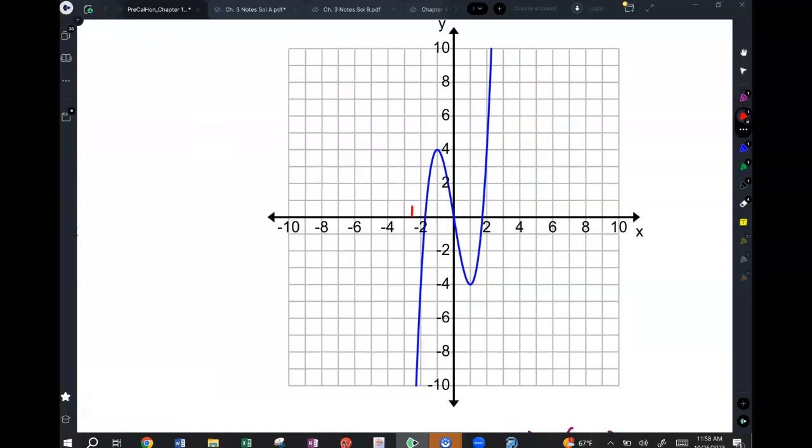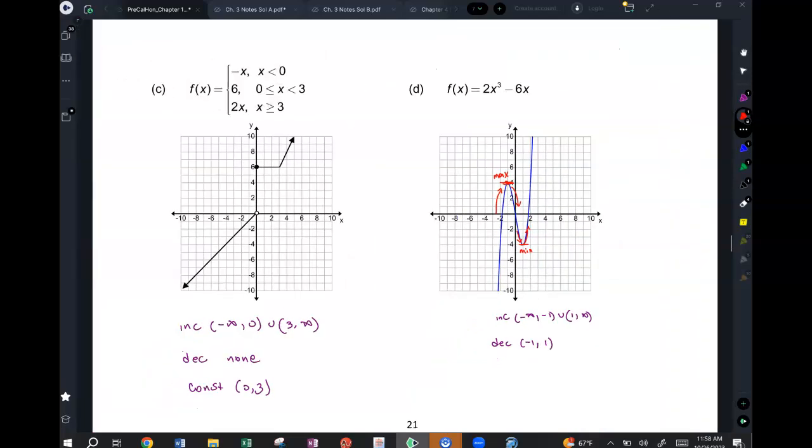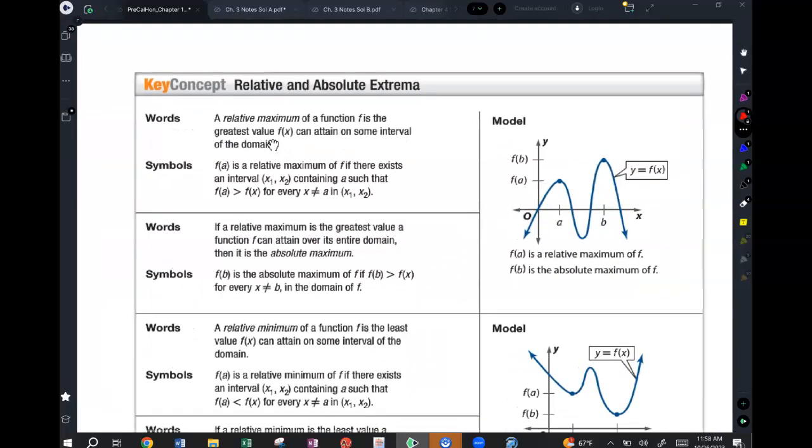So here, this was increasing, and then it began to decrease. The point where the graph switches from increasing to decreasing, we have a maximum. And then here, this thing was decreasing, and it switched to increasing. The point where a graph changes from decreasing to increasing, we have a minimum, okay? Now, that is exactly what this says.